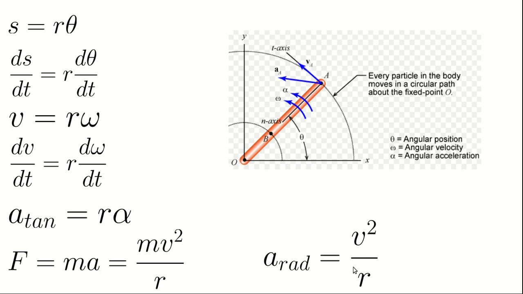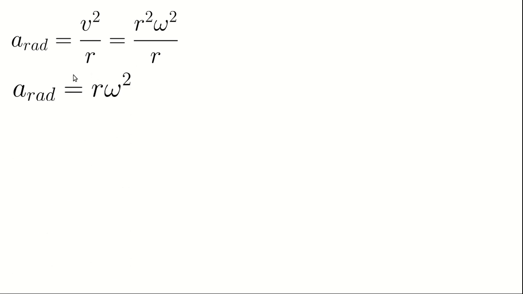But remember, we can replace this v, with r omega, so v squared becomes r squared omega squared. R will cancel r, and that gives us omega squared r. So now that we have our radial acceleration as v squared over r equal to this, we can bring our radial acceleration into this simpler form.